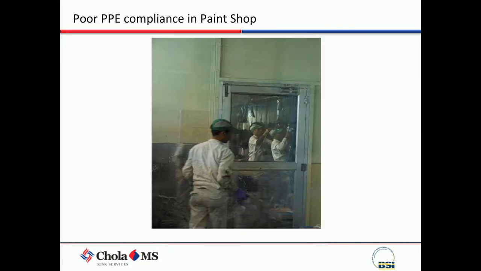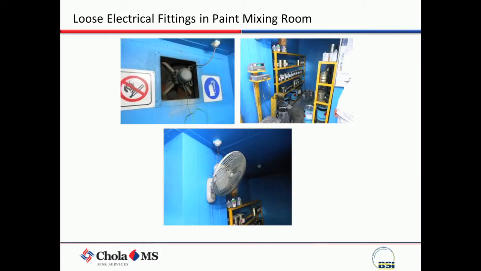So you can see some photos. I'm just showing the photos. They're not wearing PPEs. Here you can see ordinary light fittings where the paint shop has different types of flammables, and they're having ordinary type of electricals. So possibility of fire can happen when vapors keep generating there. So you need to have flameproof fittings in that.